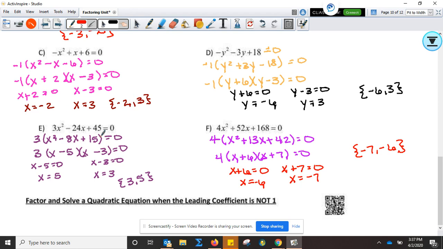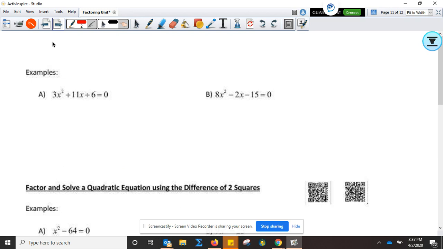All right, so now factor and solve a quadratic equation when the leading coefficient is not a 1, when it's greater than 1. All right, here's a QR code if you'd like to watch it. And let's do these last few examples. Okay, so I'm going to slide, divide, slide. So I'm going to slide a 3: x squared plus 11x plus 18 equals 0.